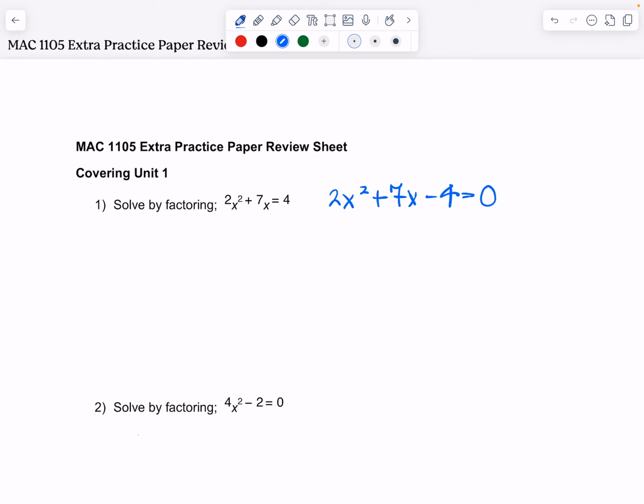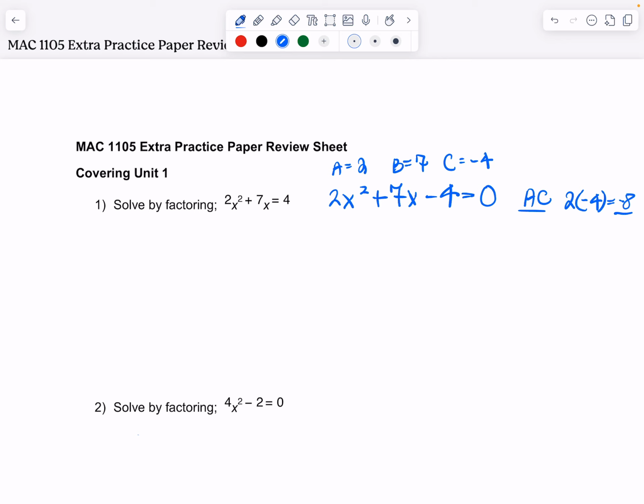Okay, so now we have 2x squared plus 7x minus 4, and I'm going to solve by factoring, so I'm going to use the AC method. A is the term in front of x squared, which is 2. B, by the way, is 7, and C is your constant, which is -4. So if I multiply A by C, I get 2 times -4, which equals -8. So now I'm trying to get a pair of factors of 8 that add to get the middle term of 7x.